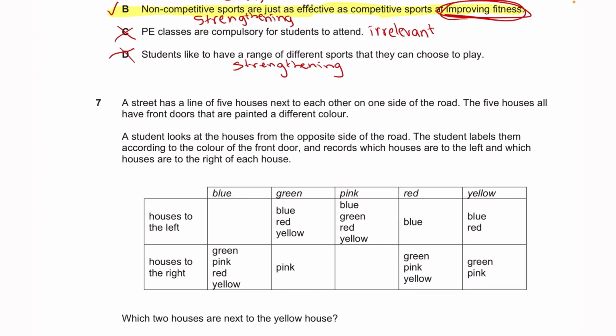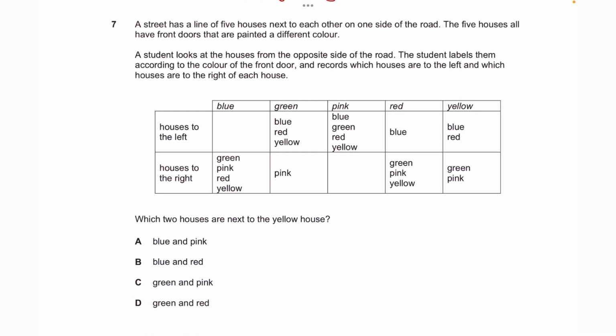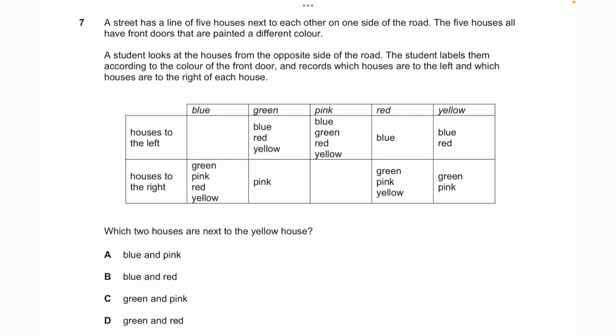All right, having a look over to the next part, question 7. Question 7 is the following: a street has a line of 5 houses next to each other on one side of the road. The 5 houses all have front doors that are painted a different color. A student looks at the houses from the opposite side of the road.